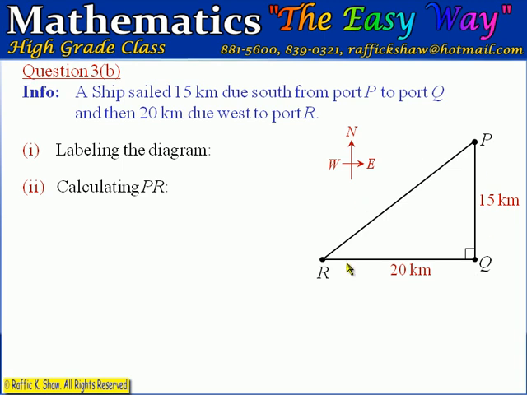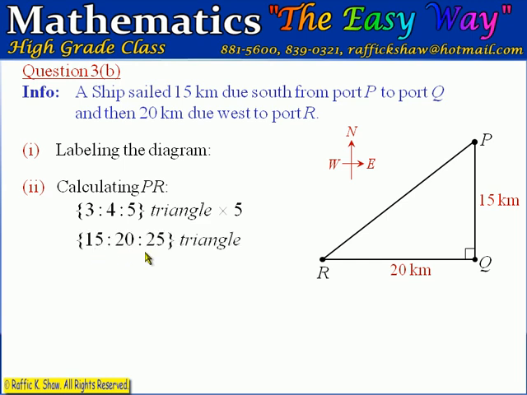Now if we observe, the sides of this right angle triangle are in the ratio of the 3, 4, 5 Pythagorean triple triangle. Just that this triangle is multiplying this 3, 4, 5 Pythagorean triple by 5. And if we show that calculation, this Pythagorean triple 3, 4, 5 multiplied by 5, we see that it would be 15, 20, 25. So this side is 15, this side is 20, hence this, the longest side, which is the hypotenuse, would be 25.